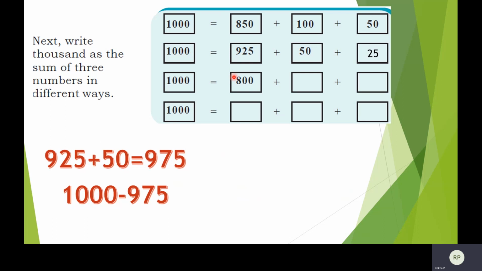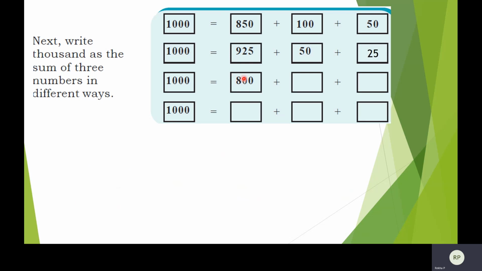Now in the next question, they have given only one number. So now you have to fill in these two numbers. 800 is already there. So now you have to find out what is remaining. Your aim is to make 1000, and 800 is already there, so you have to find out what is remaining. How will you find that out? 1000 minus 800 will give you 200.